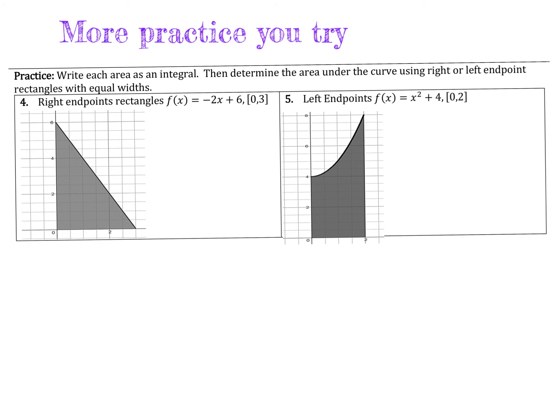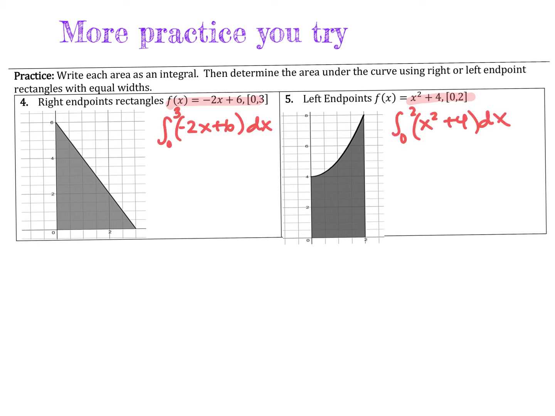All right, here we go. Write each area as an integral, then determine the area under the curve using right or left endpoint rectangles with equal widths. So depending on the particular problem, you're going to rewrite each of these as an integral. Why don't you go ahead and do that part first, rewrite it as an integral, and then unpause the video and see how you did.